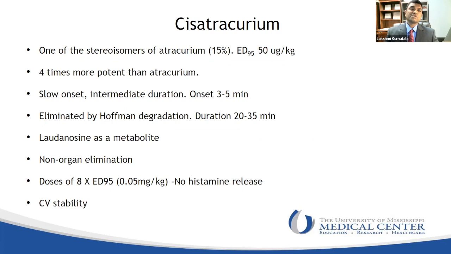The cisatracurium is one of the stereoisomers of the atracurium. The ED95 is 50 microgram per kg, and it is 4 times more potent than the atracurium. The onset, duration, everything is similar to the atracurium. But the production of laudanosine is very minimal. Even with higher doses like 8 times ED95 does not produce any histamine release, so it produces good cardiovascular stability.